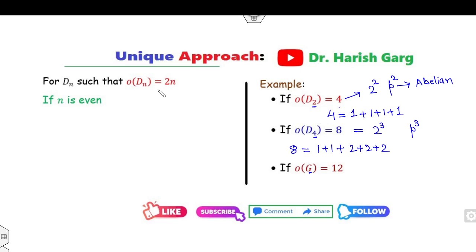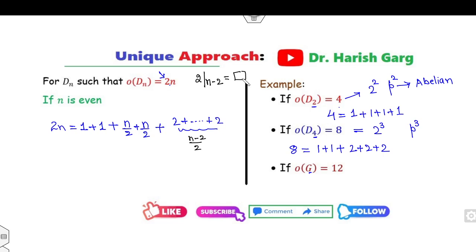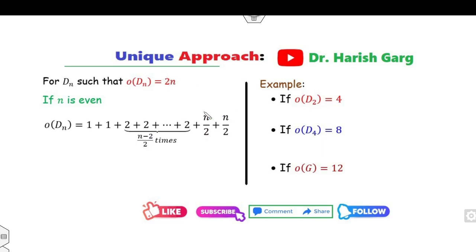But now if n is an even number, how can you define the class equation? Again, if it is even, you have to write 1 as 2 times, plus half of n is again 2 times, plus the remaining are 2s. How many times will you write 2? That will be n minus 2 over 2. Or you can say if 2 divides n minus 2, whatever quotient you get will be the number of repetitions of this 2.